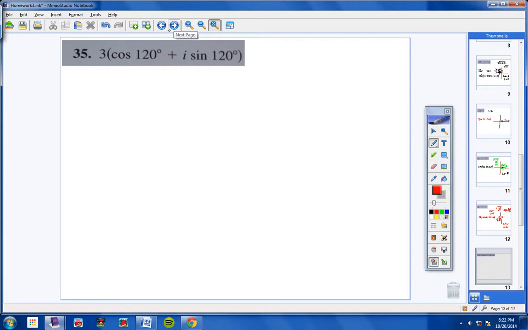Now number 35, let me turn back to the page here real quick. Students, give me a second. Make sure we have the directions right. Okay, the directions are for numbers 35 through 43: represent the complex number graphically, and then find the standard form of the number. Okay, pretty simple. So we're going to write it in standard form.